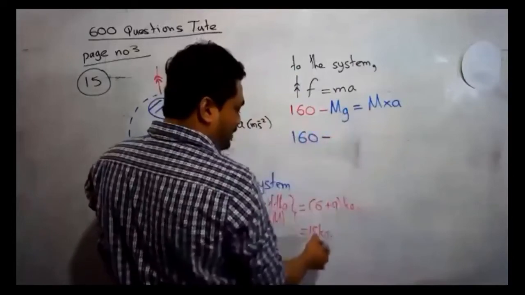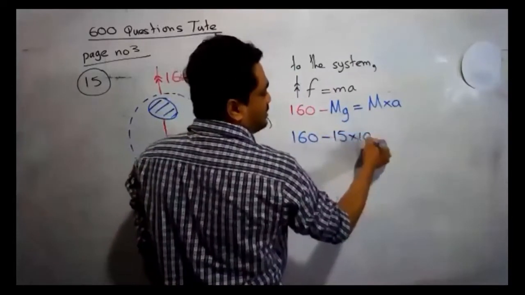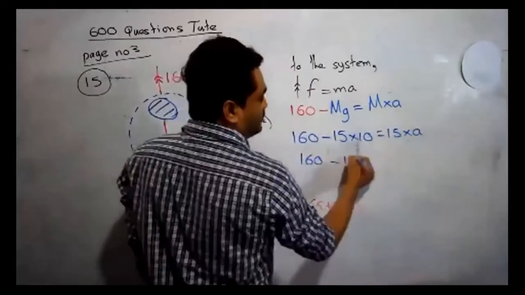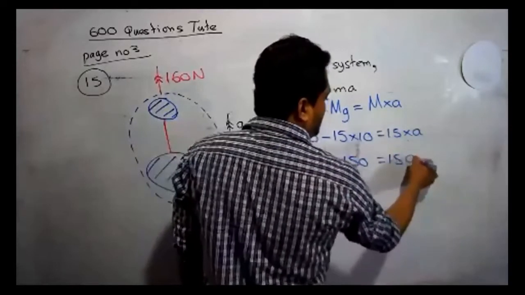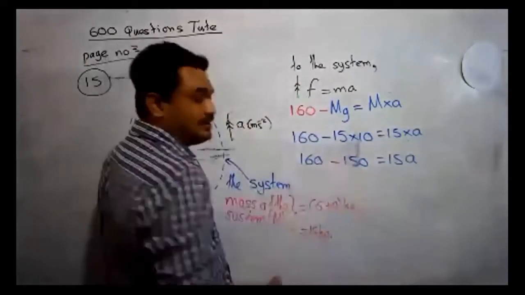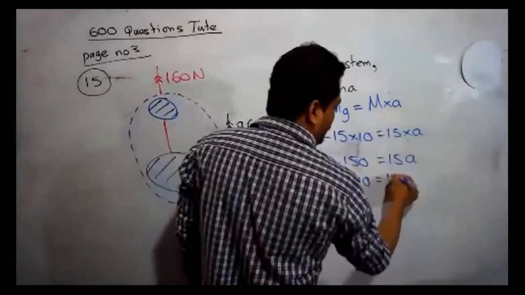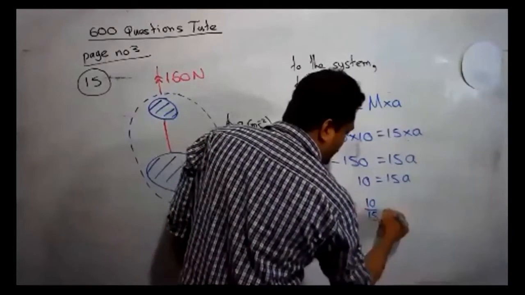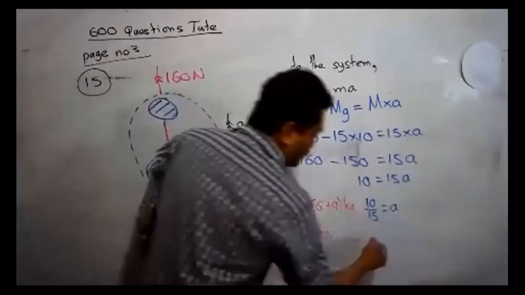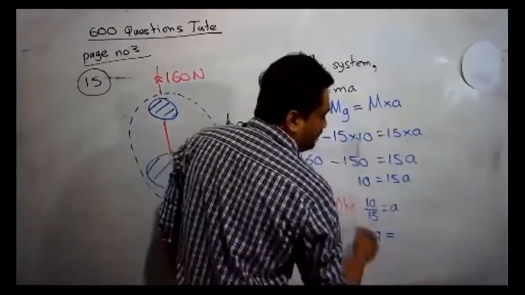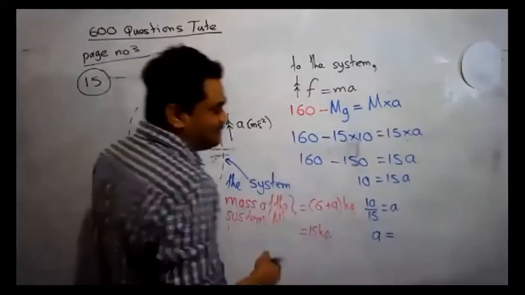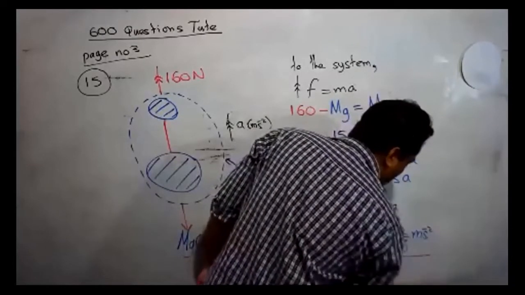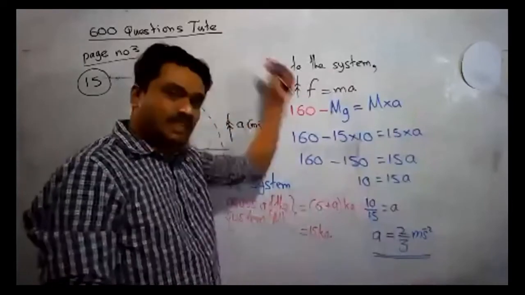Right. 160 minus capital M, 15, g is 10. Acceleration is simple a. 160 minus 150 equals 15 times a. 160 minus 150 is 10, equals 15a. If you take 15 to this side, you get 10 divided by 15 equals simple a. 10 divided by 5 is 2, 15 divided by 5 is 3. So acceleration is 2 by 3 meter per square second. Complete it.